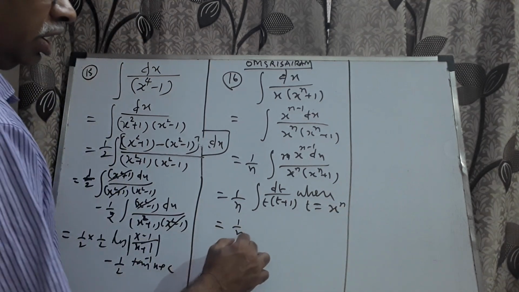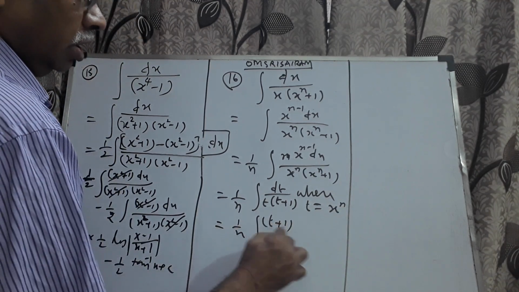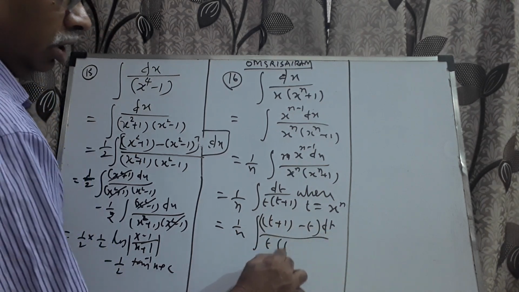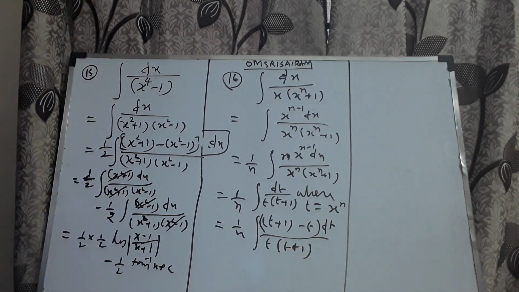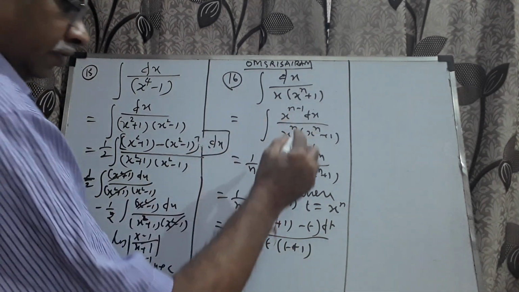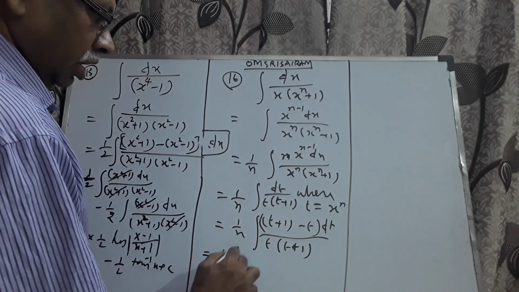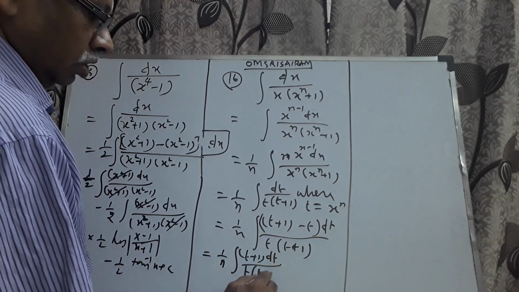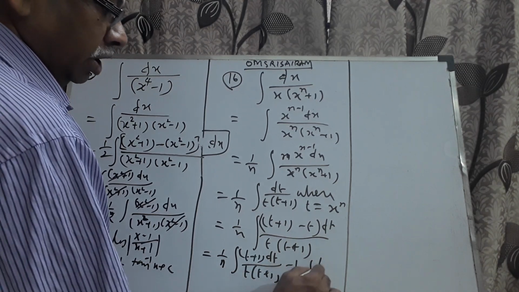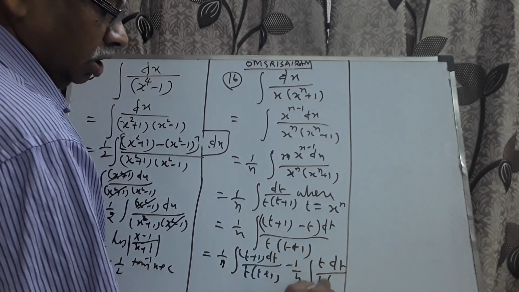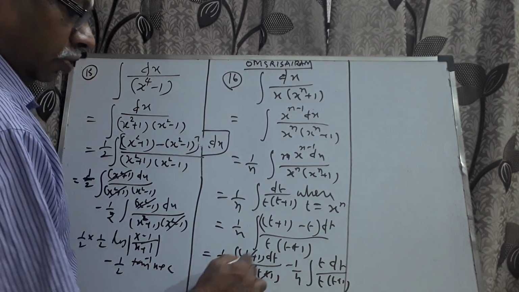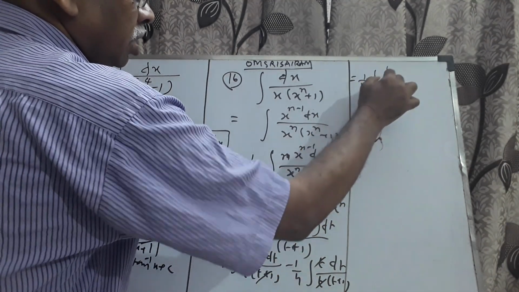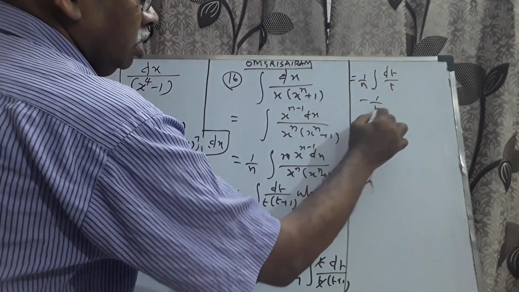Therefore, here again I can avoid partial fractions. I can write it as t plus 1 minus t, dt divided by t into t plus 1. T gets cancelled. 1 can be written like this. Make it as two integrals. 1 by n integral t plus 1 dt by t into t plus 1, minus 1 by n integral t dt by t into t plus 1. But here t plus 1 gets cancelled, here t gets cancelled, which is equal to 1 by n integral dt by t, minus 1 by n integral dt by t plus 1.